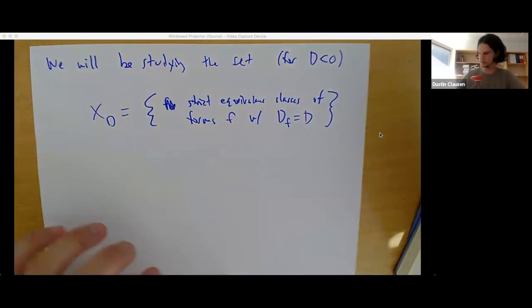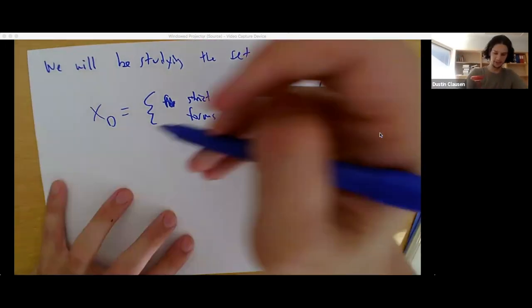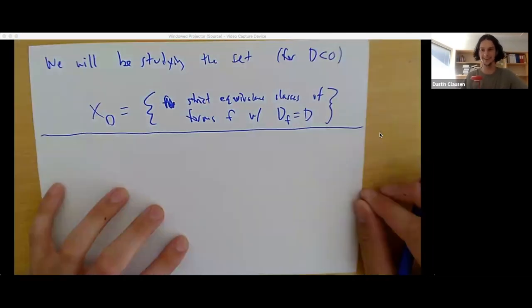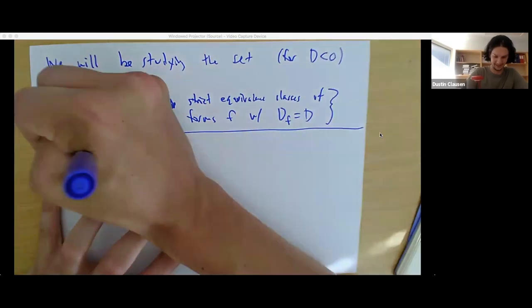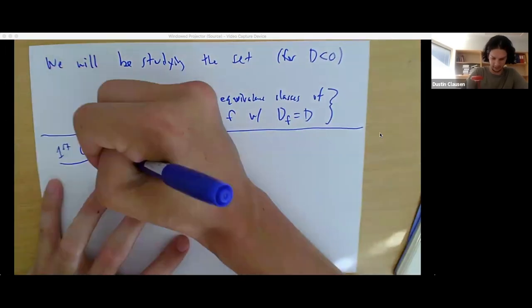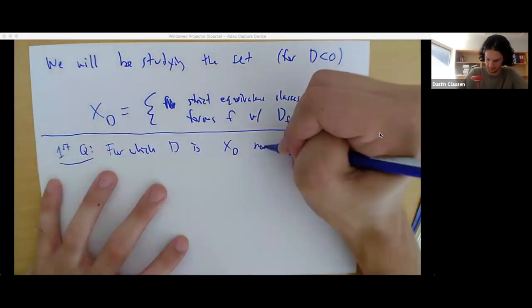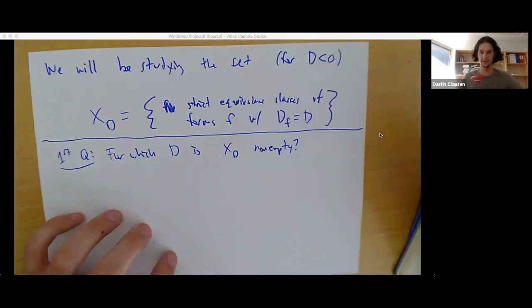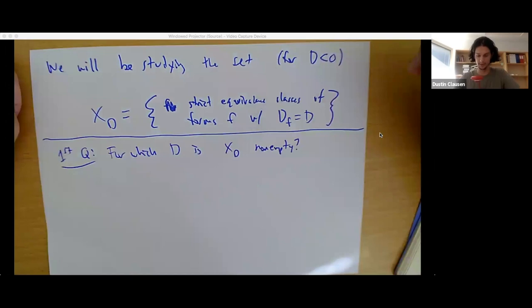Right, so we're interested in studying this set. Right, so what's the first question you can ask about a set? Is it empty or not? So for which D is X_D non-empty? In other words, given a negative integer D, when does there exist a form of discriminant D?